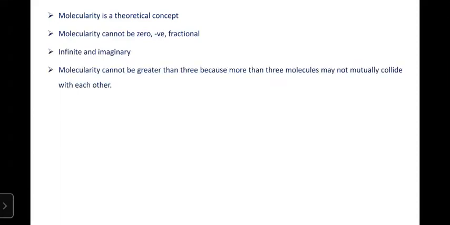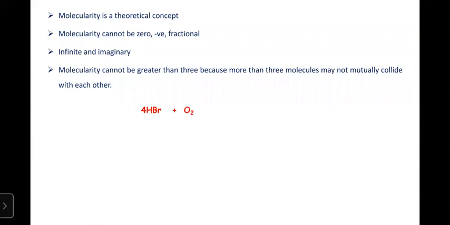As you know, molecularity cannot be zero, negative or fractional. It is always a whole number, right? Molecularity cannot be greater than 3 because more than 3 molecules may not mutually collide with each other. So, according to collision theory, a maximum of 3 molecules can collide at a time, right? So, molecularity cannot be greater than 3.